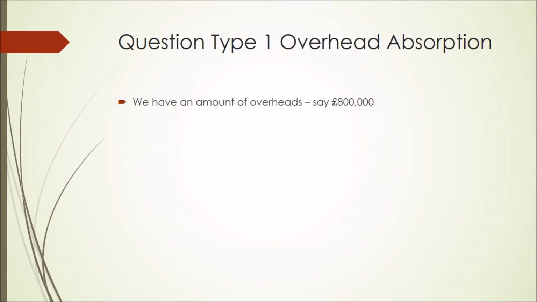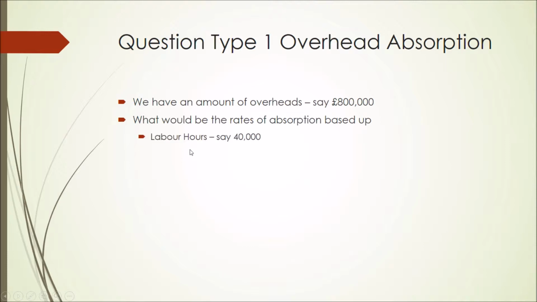Well, let's say we've got an amount of overheads, in this instance £800,000. And what would be the rates of absorption? That's what you're going to see. What is the rate of absorption? How much of these overheads should go against each unit, let's say? Or how much is going to be based on it per hour? So per labour hour, per machine hour, or per unit. So we're going to have labour hours, let's say 40,000 labour hours, production hours, say 50,000, and units, say 80,000.